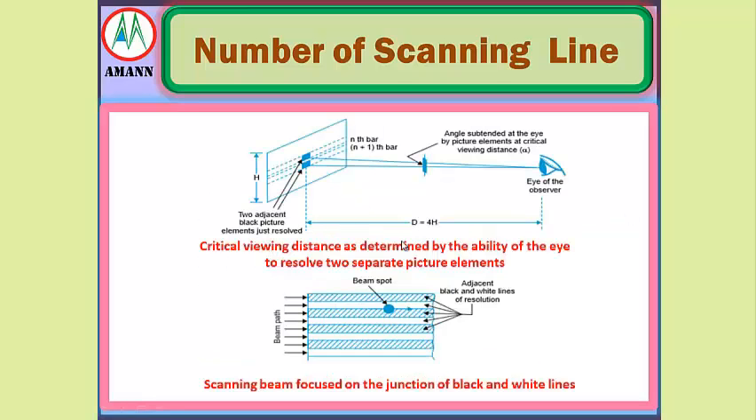Then this is the viewing distance as determined by the ability of the eye to resolve two separate picture elements. This is the adjacent black picture, and this is the eye of the observer. Then again, this is the scanning beam that is focused in the junction of black and white lines. This is the beam path and the beam spot, and this is the dark, then the white. Those are the adjacent black and white lines of resolutions.